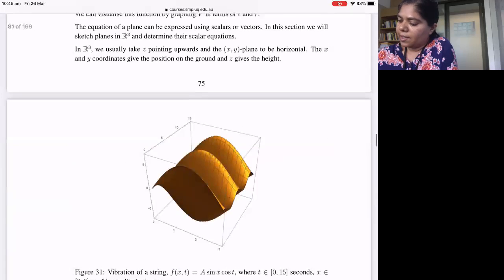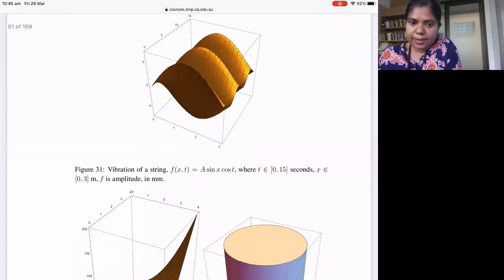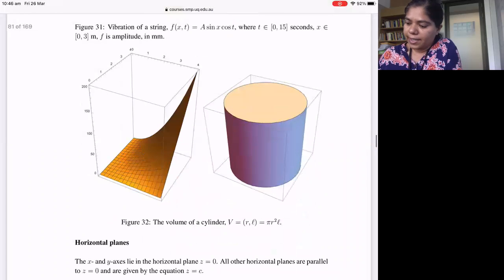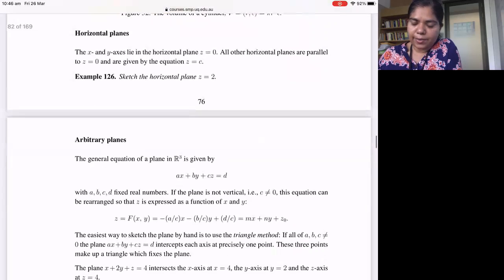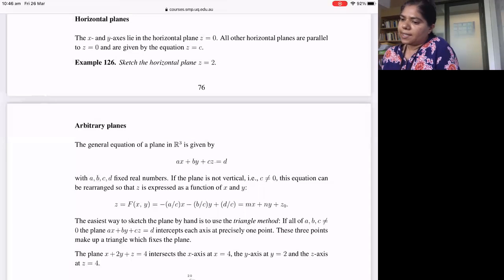And if you look at the plots here, you can use Plot3D in Mathematica to visualize these functions. I will give you the plots in a notebook later on and upload it to GitHub, because today I didn't have time to show you that. But let's look at arbitrary planes, and then I'll give you the first example on how to compute planes.